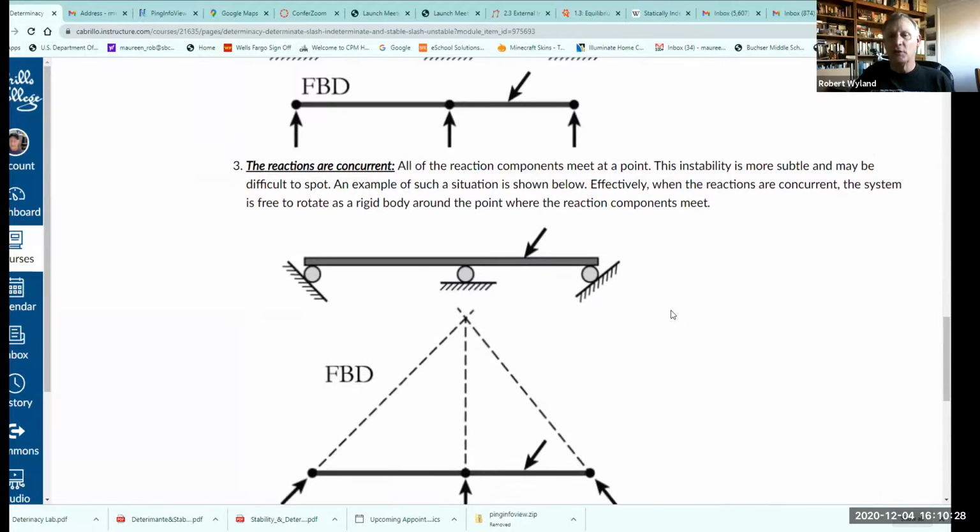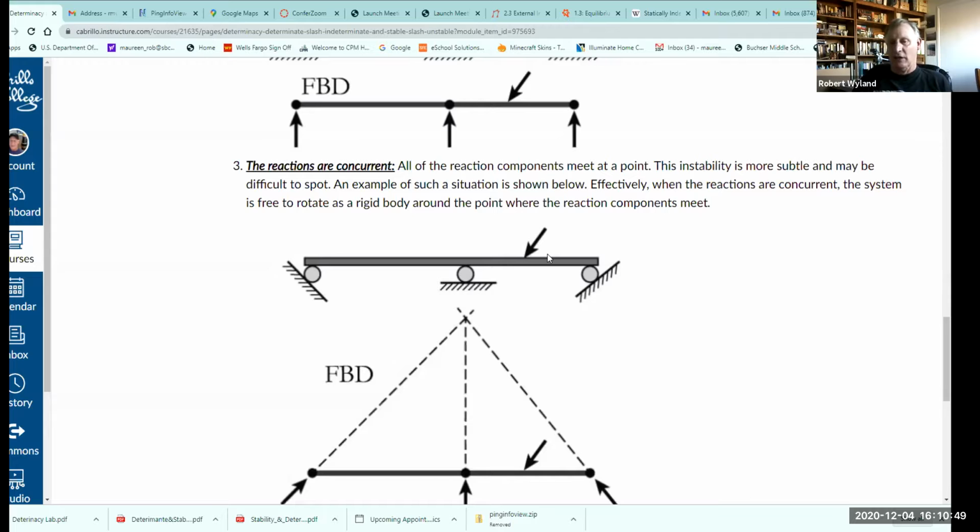And third, and this one is usually not quite so obvious, but you have to pay a little bit of attention to this one, is that all the reactions are concurrent. And you can see here, you've got these 3 balls. And again, we have 3 reactions, 3 rollers, excuse me. We have 3 reactions and 3 equilibrium equations. Again, it's determinate, but it's unstable.